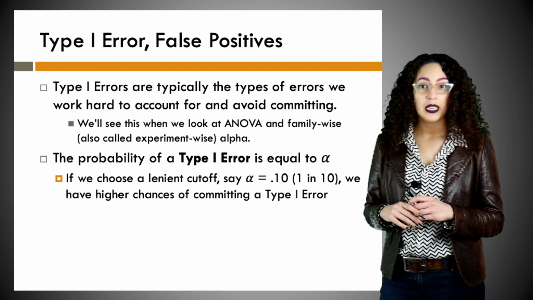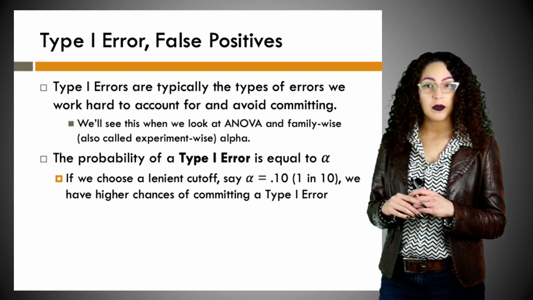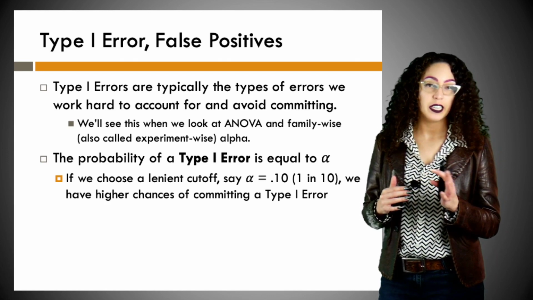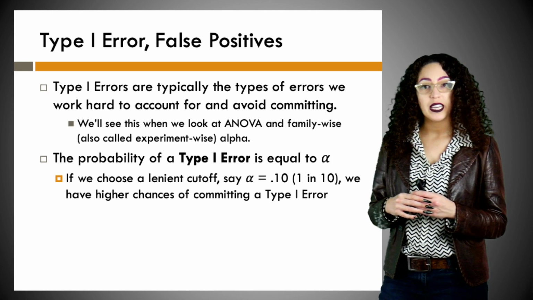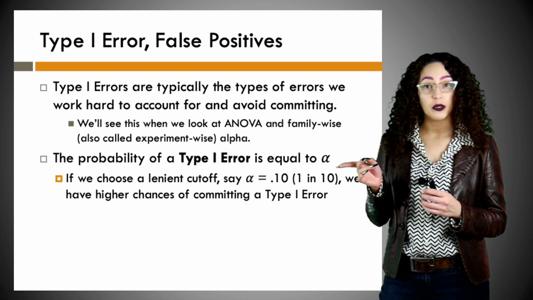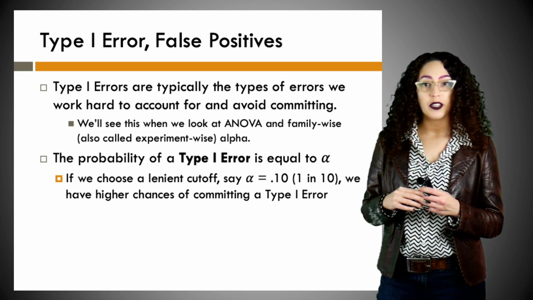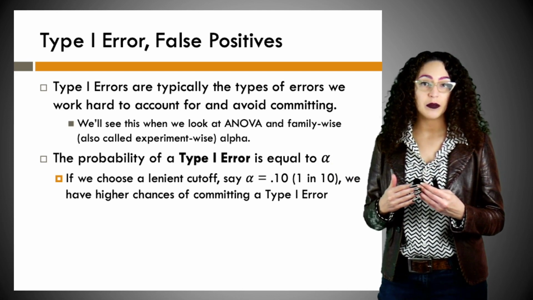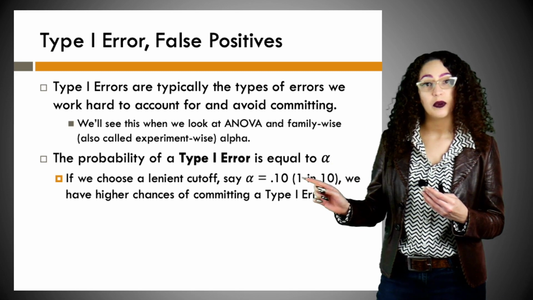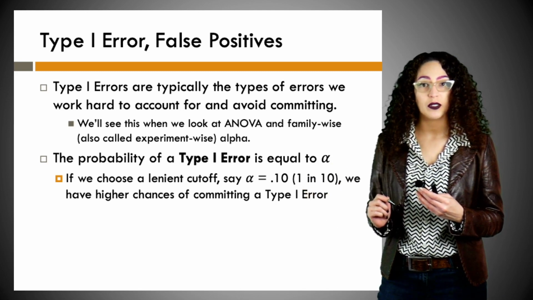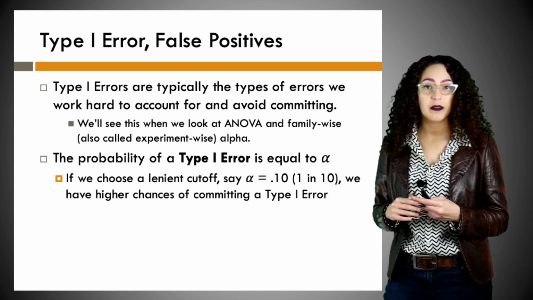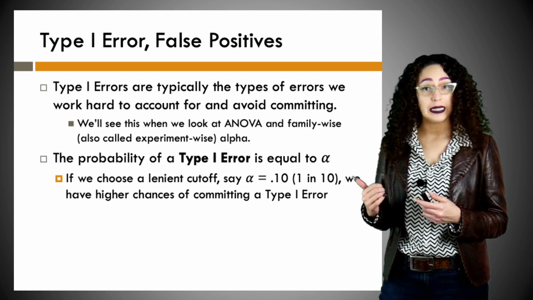So the type 1 errors, those false positives, are typically the types of errors we work hard to avoid committing. We'll see this when we look at ANOVA and family-wise, also called experiment-wise alpha, in a few lessons. The probability of a type 1 error is equal to our alpha. That's why it's been in some of those truth tables. So if we choose a lenient cutoff, let's say that we're using 0.10 instead of 0.05 or 0.01 as our alpha level, we have a higher chance of committing a type 1 error, a 1 in 10.